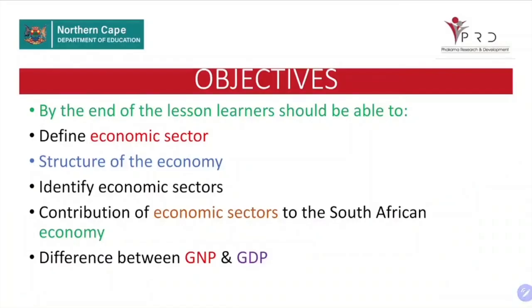So these are our objectives for this lesson today. By the end of this lesson, learners, you should be able to define what is economic sector. Secondly, you must know the structure of the economy. And thirdly, you need to be able to identify the economic sectors and also the contribution of economic sector to the South African economy. Then lastly, you need to know the difference between the GNP as well as the GDP, and also to know what the GNP as well as the GDP stand for.